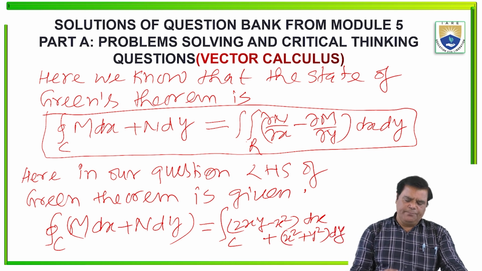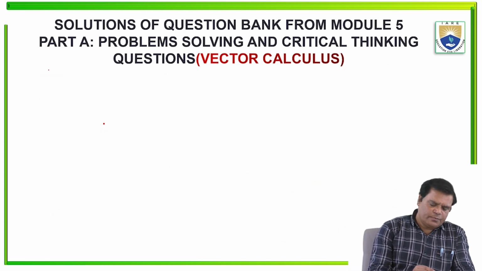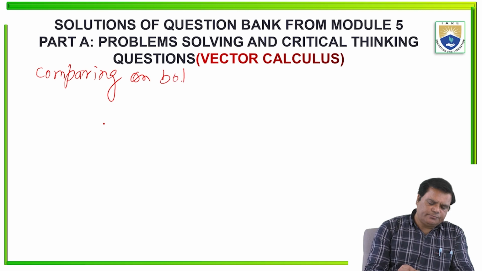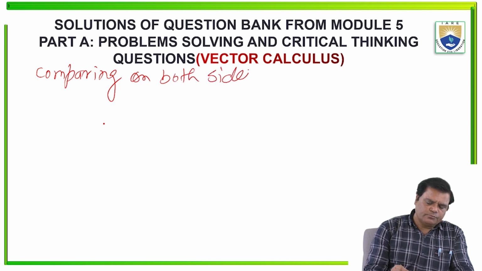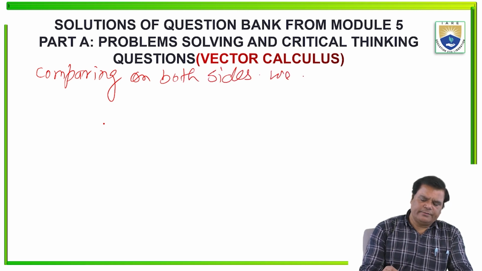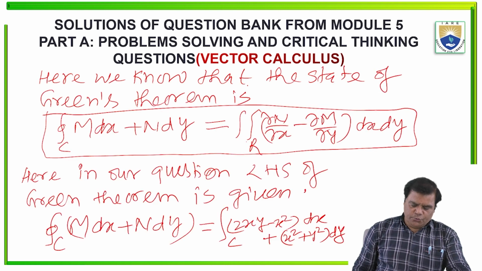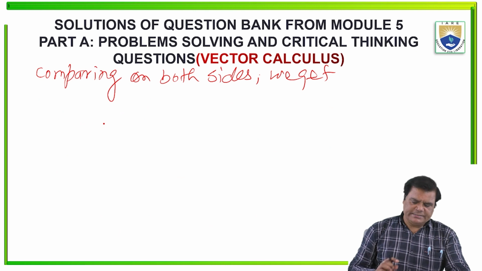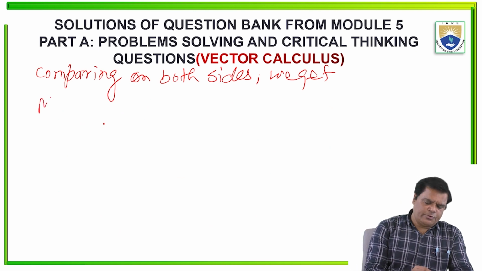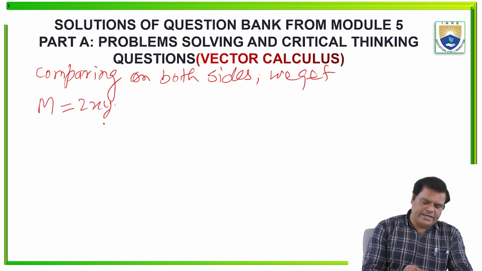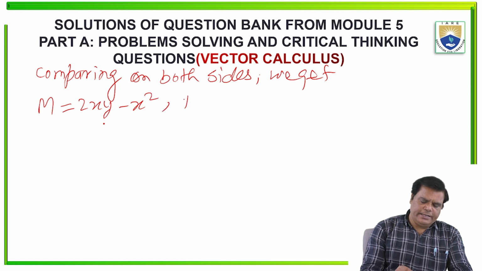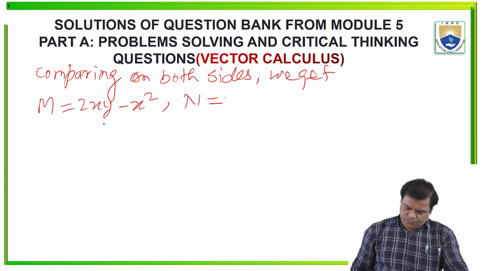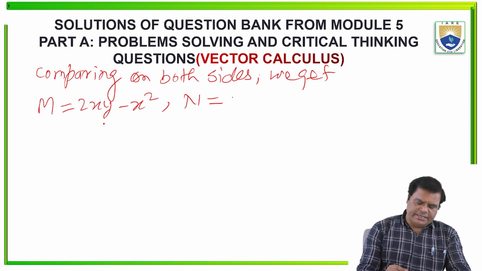Comparing on both sides, we get M equal to 2xy minus x square, and N equal to x square plus y square.